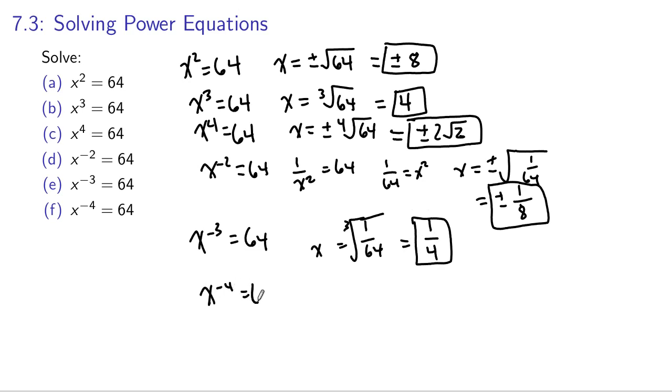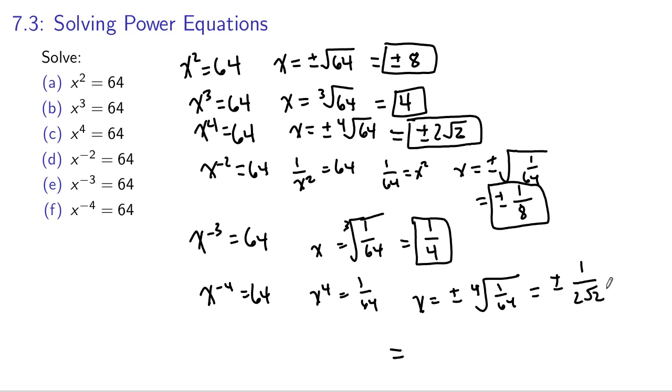X to the minus fourth is 64. We get x to the fourth is 1 over 64. So x is plus or minus the fourth root of 1 over 64, which was 2 times the square root of 2, which we don't want to keep the square root of 2 in the denominator. We would need to rationalize that. Multiplying by square root of 2 over the square root of 2, we get plus or minus the square root of 2 over 4, because we have square root of 2 times square root of 2 is 2, 2 times 2 is 4.